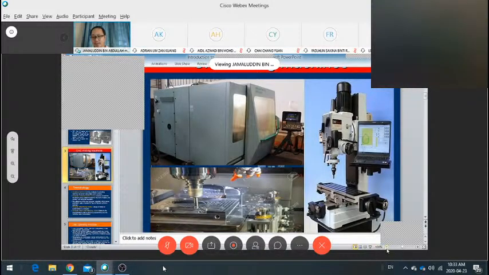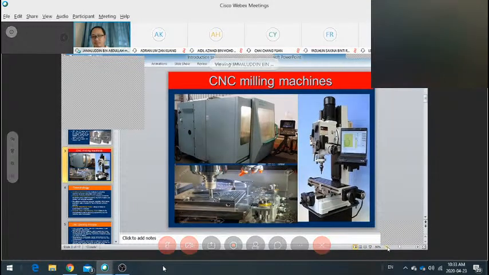Just a moment. Let me make this full page. Okay, so this is an example of a CNC milling machine. We are focusing mostly on the milling part. When you talk about milling, you can also do drilling on this machine. Later on, we'll look at the lathe as well. The lathe is a turning process. But this is the CNC milling machine. You can see an example here.